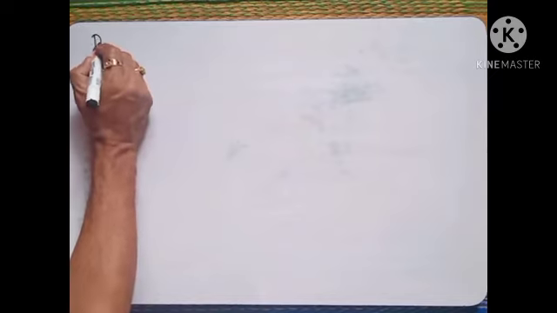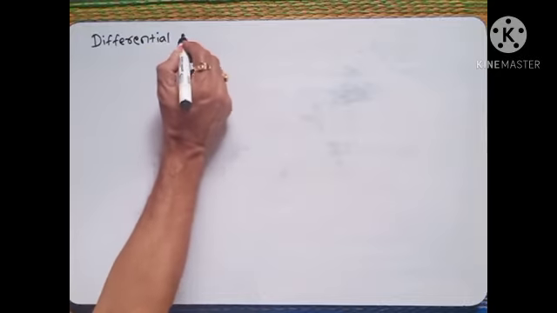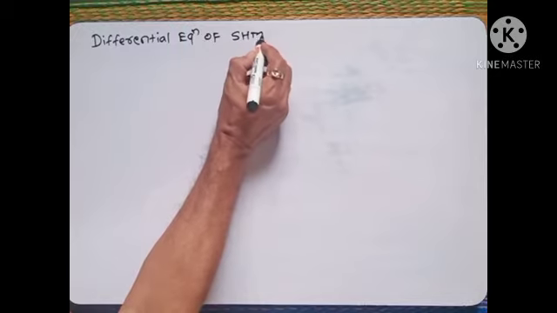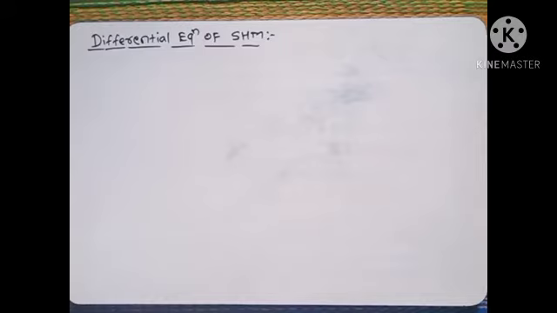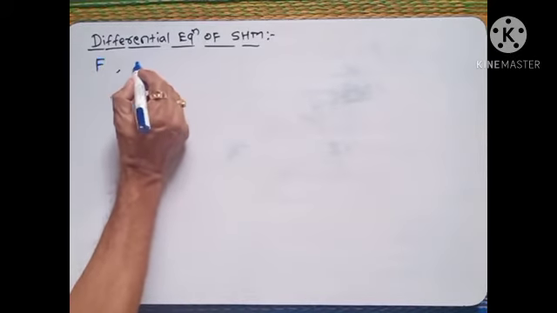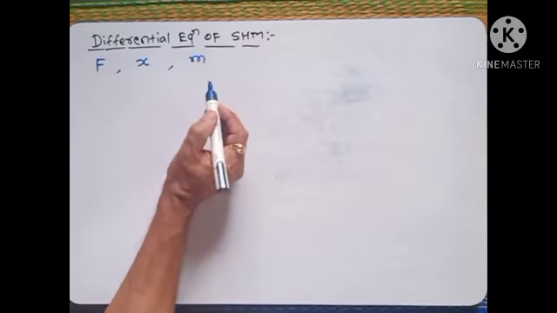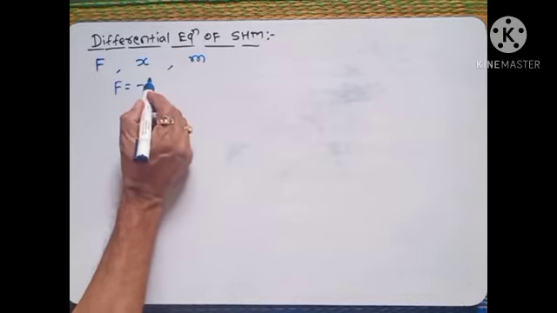Today we are going to see the differential equation of SHM. Suppose F is the force on the particle, x is the displacement, and m is the mass. Then we can write F equal to minus kx.